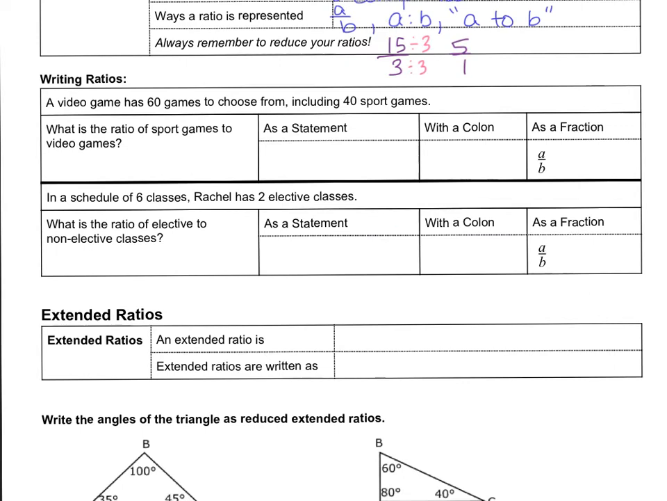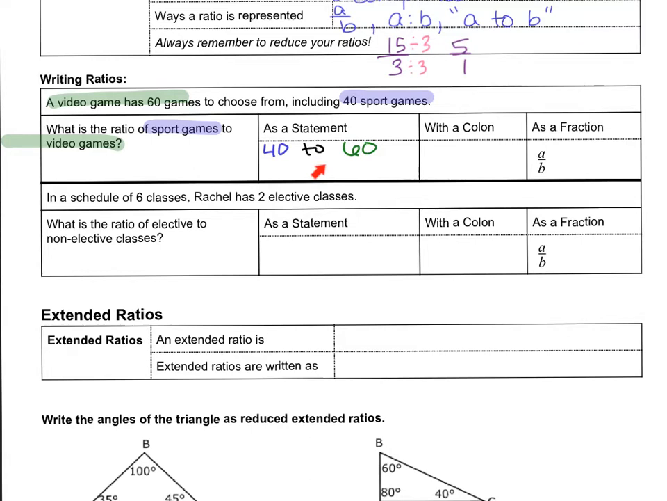All right, so let's practice writing some ratios. It says a video game has 60 games to choose from, including 40 sports games. What is the ratio of sports games to video games? So here we're looking at the ratio of sports games to video games. We're going to go with 40 sports games, so I'm going to write that first. 40 to 60, 40 sports games to 60 video games.